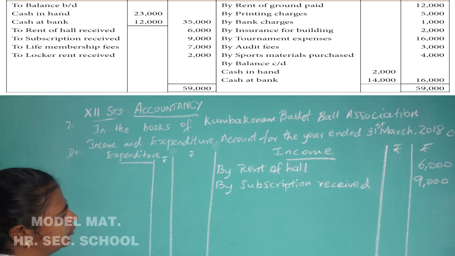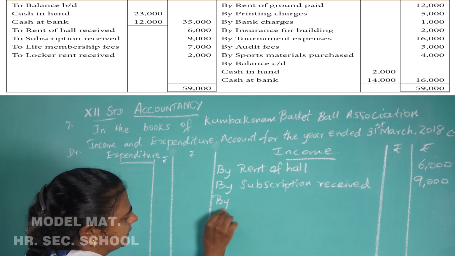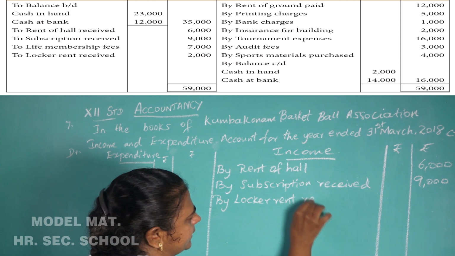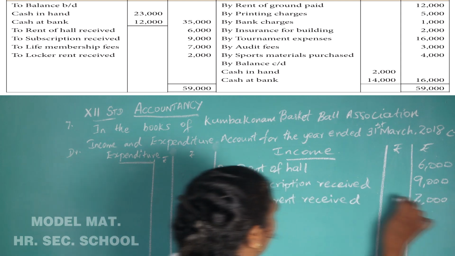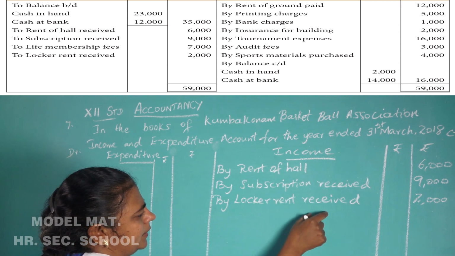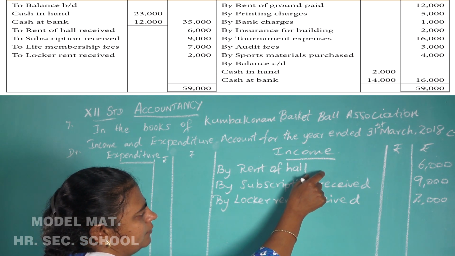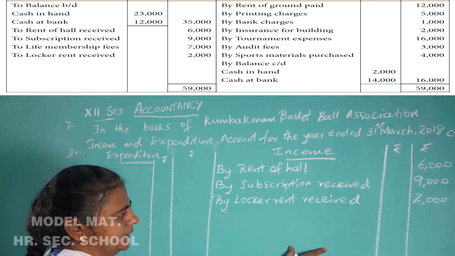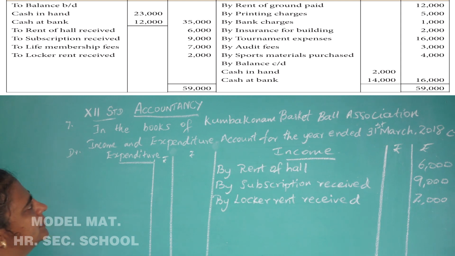Locker rent received, 2,000. It's also a receipt. It's an income. Locker rent received, 2,000. Okay. All the receipts I have written on the income side are of revenue nature. Receipts which are of capital nature I have not written here. Understood? Now we'll go to the payment side.